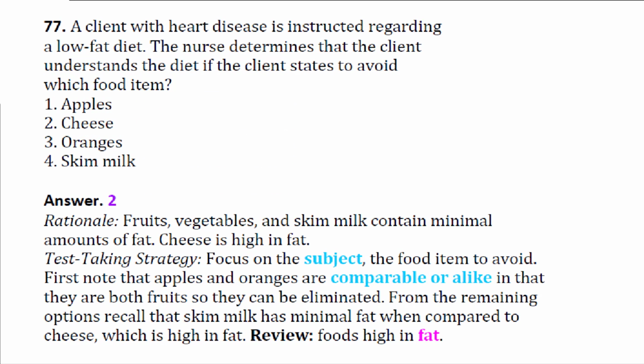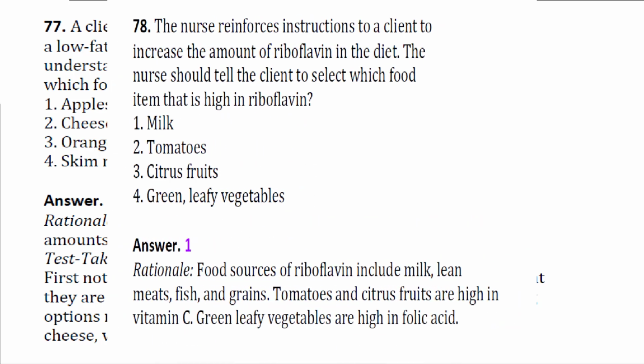77. A client with heart disease is instructed regarding a low-fat diet. The nurse determines that the client understands the diet if the client states to avoid which food item? 1. Apples. 2. Cheese. 3. Oranges. 4. Skim milk. Answer: 2. Rationale: Fruits, vegetables, and skim milk contain minimal amounts of fat. Cheese is high in fat.